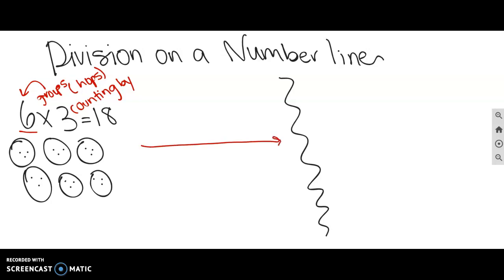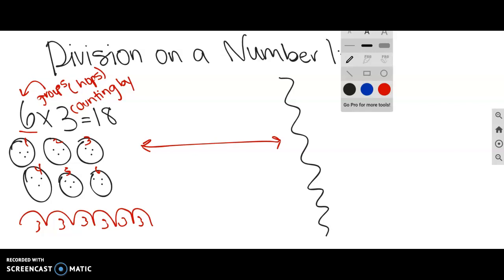So we have 6 groups over here. We have 1, 2, 3, 4, 5, 6 groups. We know that there are going to be 6 hops with 3 inside of them. So there's 3, 3, 3, 3, 3. We also know that we could add 3 6 times, and we would get our answer of 18.